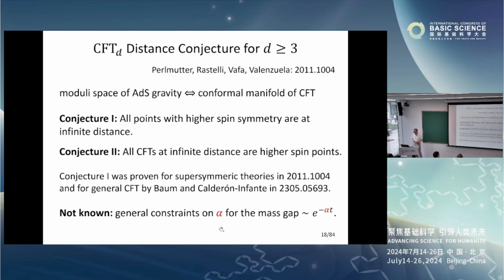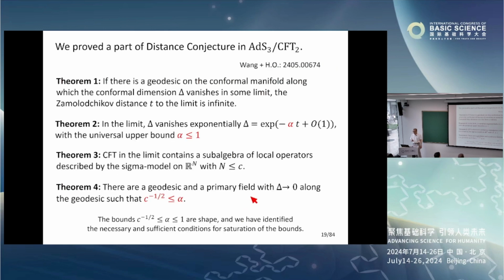So I worked on it for about a year, and I'd like to report on the result. In that work, there was still no general constraint on alpha. So with Yifan Wang, we tried to improve the situation. We have not been able to do it for all AdS dimensions, but in the case of AdS3/CFT2, we are able to produce a rather sharp bound. So here is what we proved.